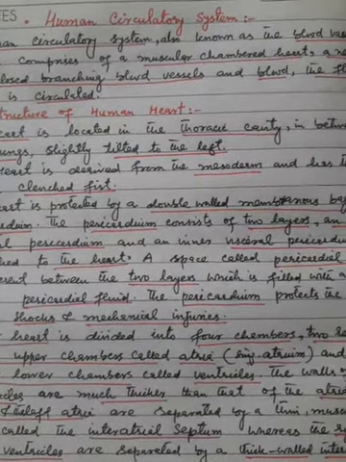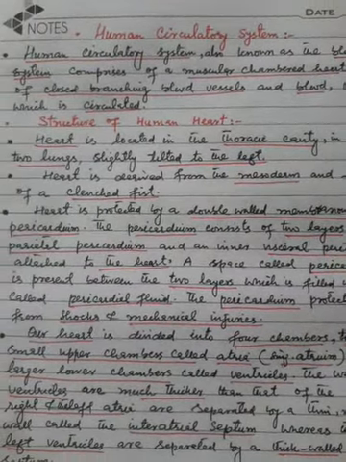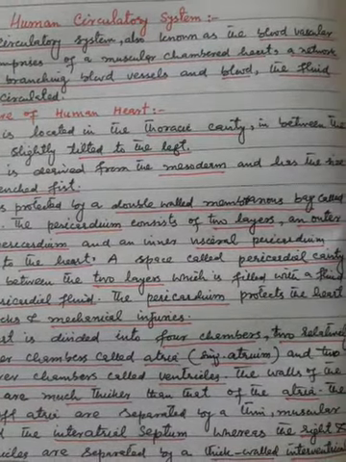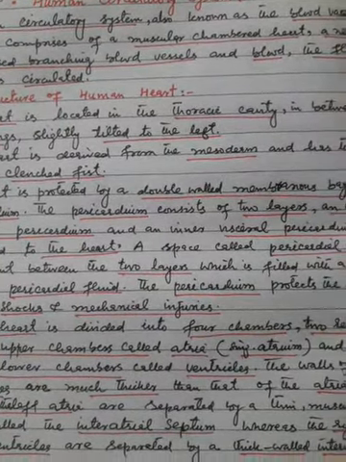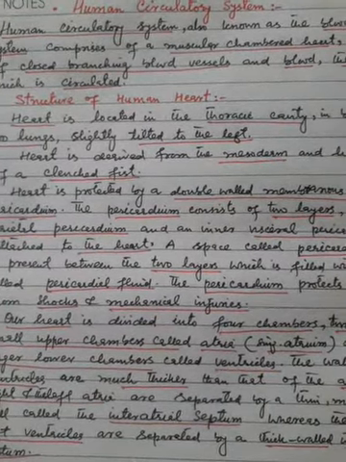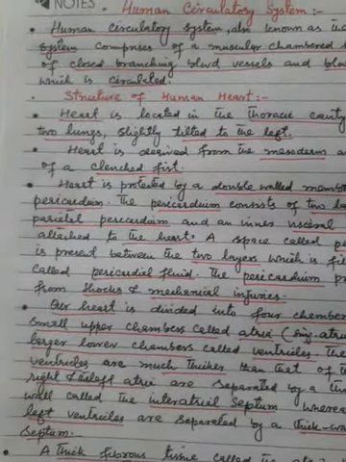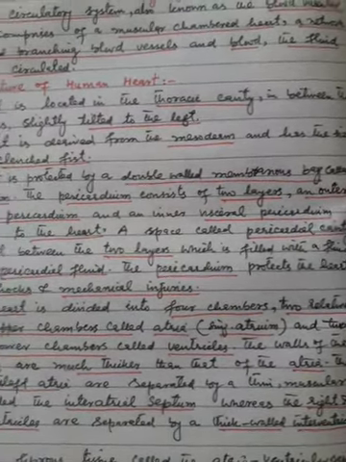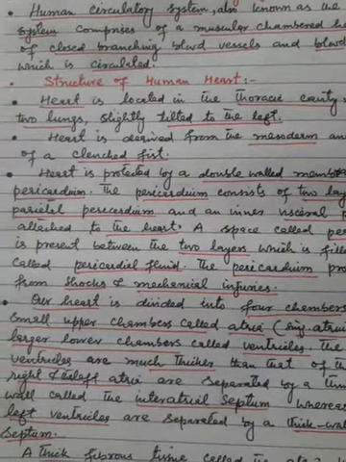The pericardium consists of two layers, an outer parietal pericardium and an inner visceral pericardium attached to the heart. A space called the pericardial cavity is present between the two layers, which is filled with a fluid called pericardial fluid. The pericardium protects the heart from shocks and mechanical injuries.